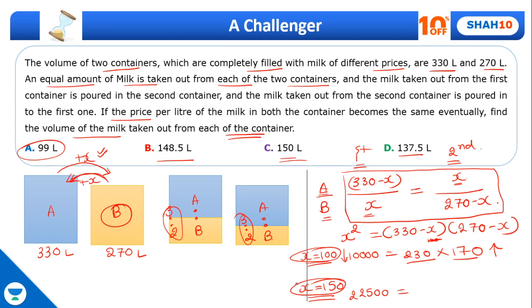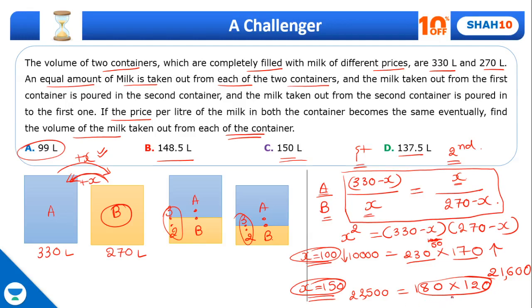The calculation looks very simple up till now, which will be equal to, now X is 150 over here. So 330 minus 150, it will be 180, and 270 minus 150, it's 120. You can easily make out this product. 12 into 18 is nothing but 216. So this will come out to be 21,600. On the left hand side, you have 22,500. On the right hand side you have 21,600.